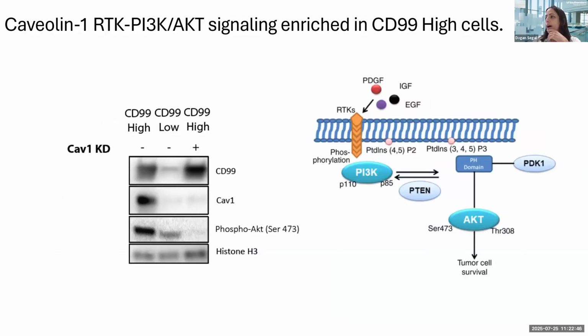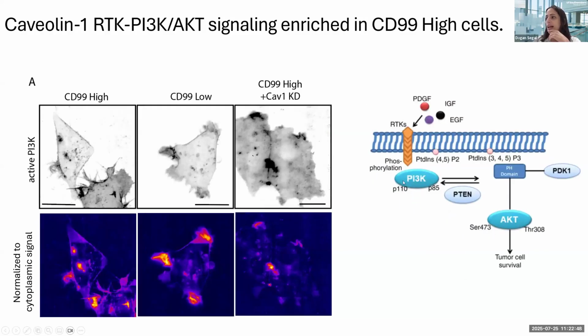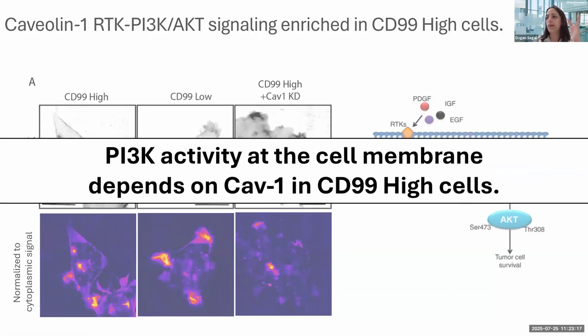So we wanted to look more upstream at the active PI3 kinase activity. So we turned to a biosensor of active PI3 kinase, which is enriched on the membrane upon activation. When we looked between CD99 high and low cells, we didn't necessarily see a difference in enrichment of PI3 kinase on the cell surface, but when we knocked down CAV1, we had a very strong abrogation of recruitment of PI3 kinase to the cell surface. So that suggested that PI3 kinase activity at the cell membrane depends on CAV1 in these CD99 high cells.